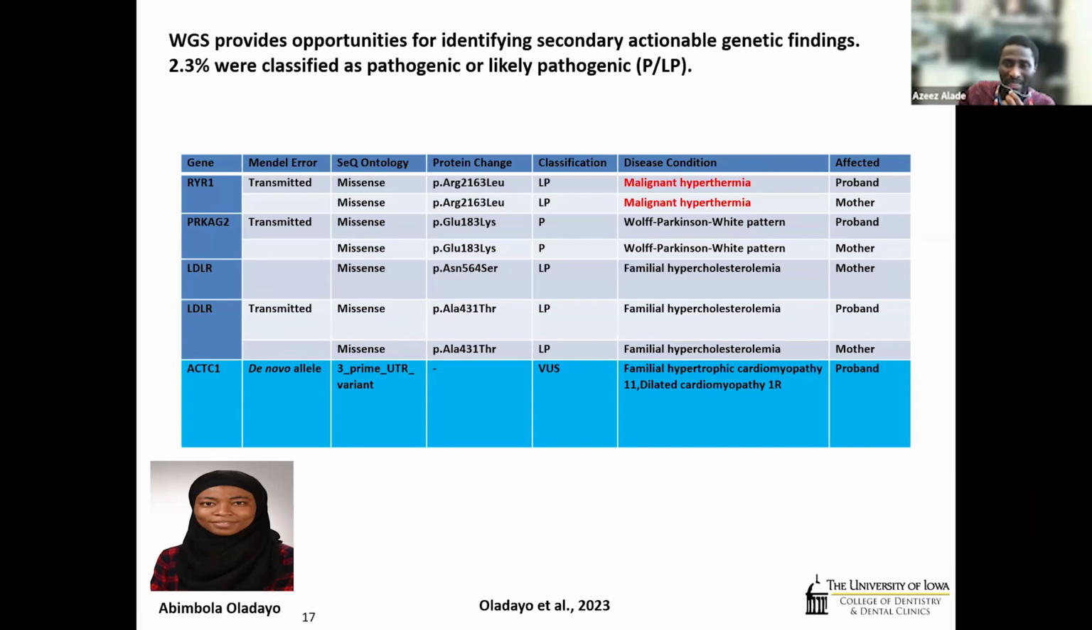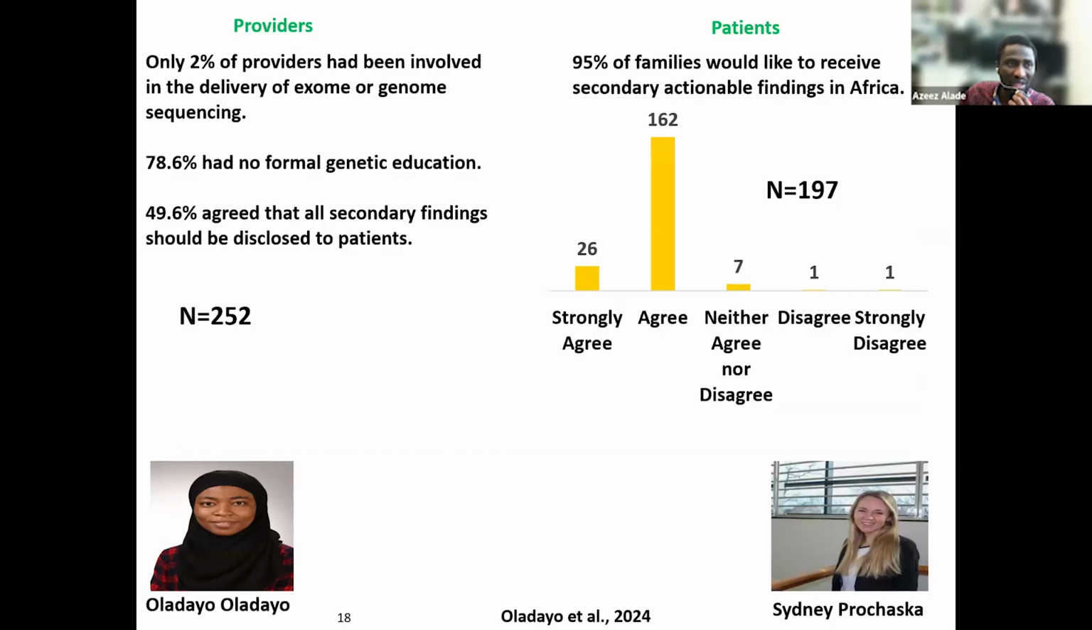because knowing this would help the anesthetist plan effectively. And so the next question is, if we found this secondary finding, do patients want to know? That's one question, because this is not what brought them to the clinic in the first place. The second thing is, are the providers confident enough to return this information? So we did a questionnaire to ask this question, and to our surprise, the majority of the patients want to know about this finding. 95% of them would like to receive this information.